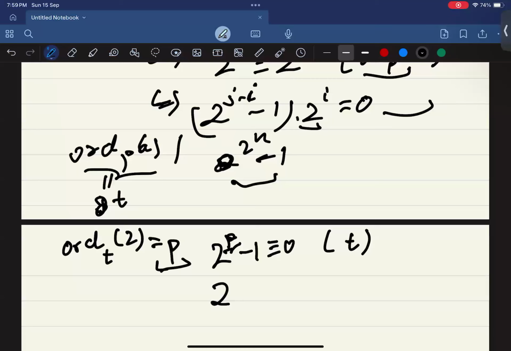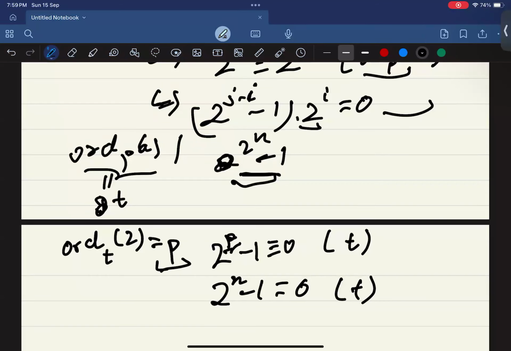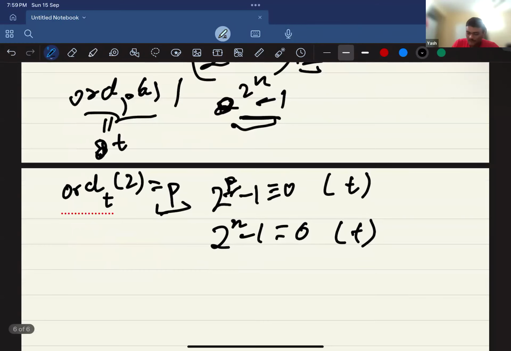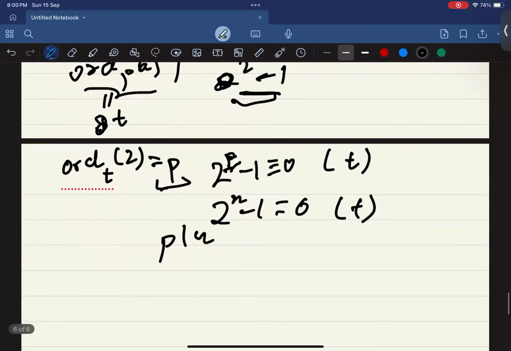And then 2 to the N minus 1 is also 0 mod T. And from the property of order, you'll get that P divides N. It's the smallest. You can just do a Euclid algorithm or just see that it is the order. Okay, sir. You get it. Yes, I get it.